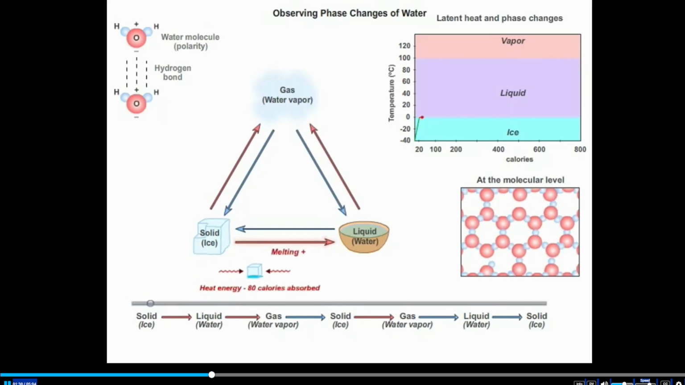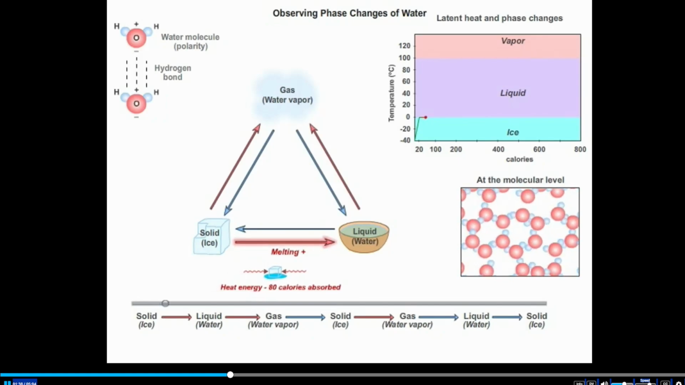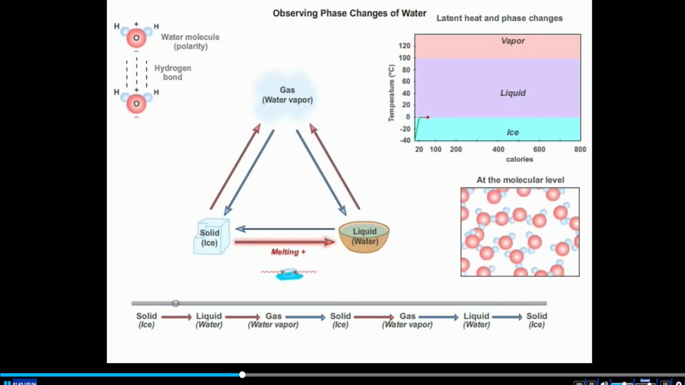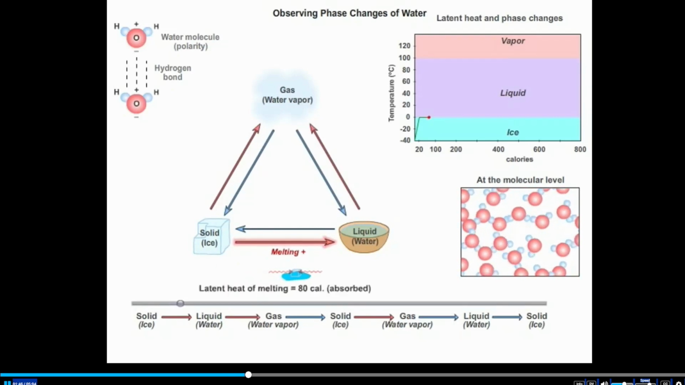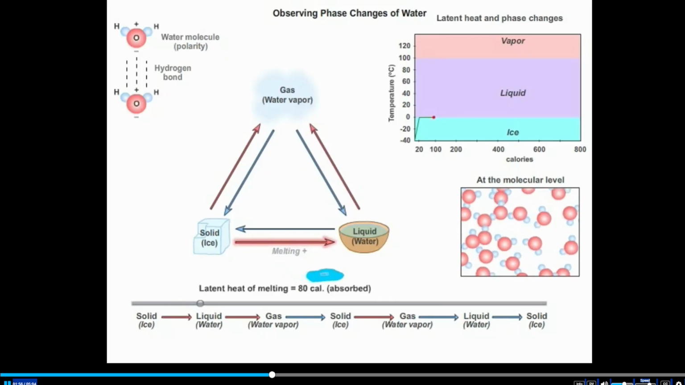It requires about 80 calories of heat energy to melt 1 gram of ice. Notice that as energy is being added to melt the ice, the temperature does not increase. As you see in the molecular view, in order for the ice to melt, the water molecules must gain enough kinetic energy to move more vigorously and break some of the hydrogen bonds. The energy used to melt ice is, in effect, stored in the liquid water as latent heat.